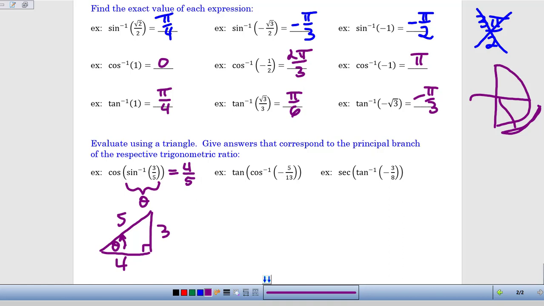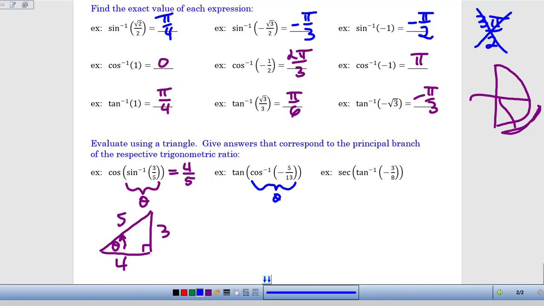Taking the same approach on the next one, I'm going to forget about the tangent part of it, and I'm just going to concentrate on the angle that's being described here, which says that the inverse cosine of this, the angle that we're talking about here, has a cosine ratio of negative 5/13. Now, if we think about where that angle must be located, inverse cosine gives us an answer between 0 and pi, between 0 and 180. Well, if cosine is going to be negative, that must mean that that angle is located in the second quadrant.